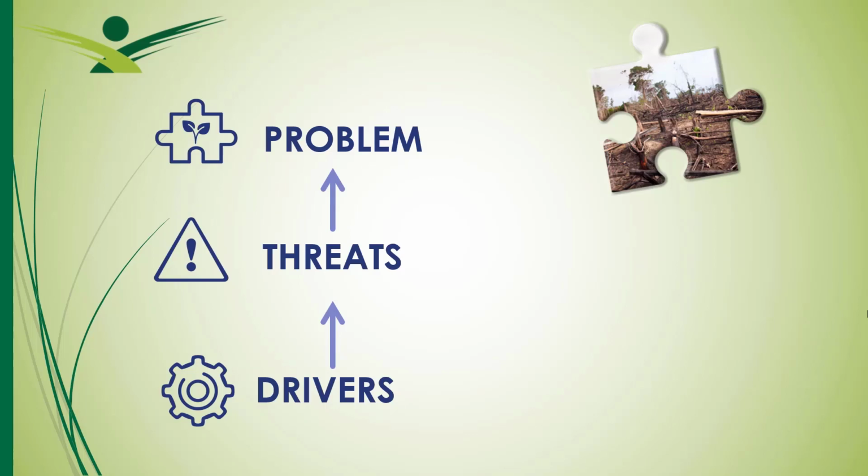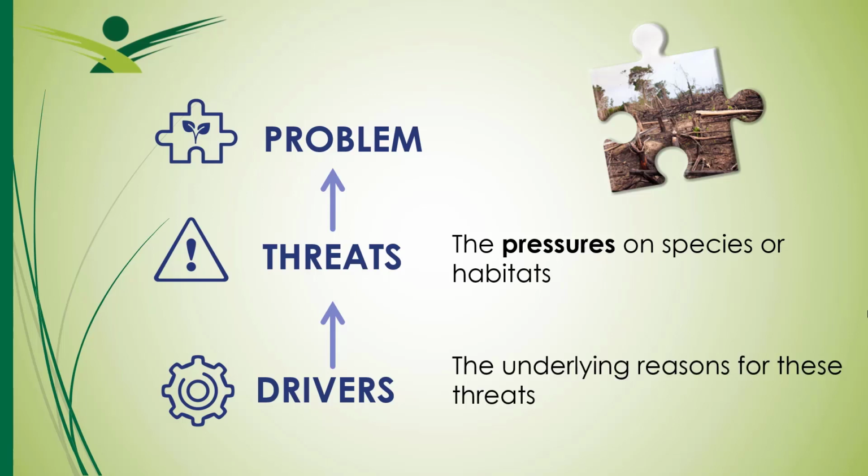So having identified the problem, we really need to understand it more. And in particular, we need to know what the causes of this problem are. And we often divide these into threats and drivers. So threats are the kind of pressures on the species or habitats or ecosystems that you're looking at, or indeed even the livelihoods you might be working with. And the drivers are the underlying reasons for those threats. So you can see in this simple problem tree, there's a kind of clear connection between them all.